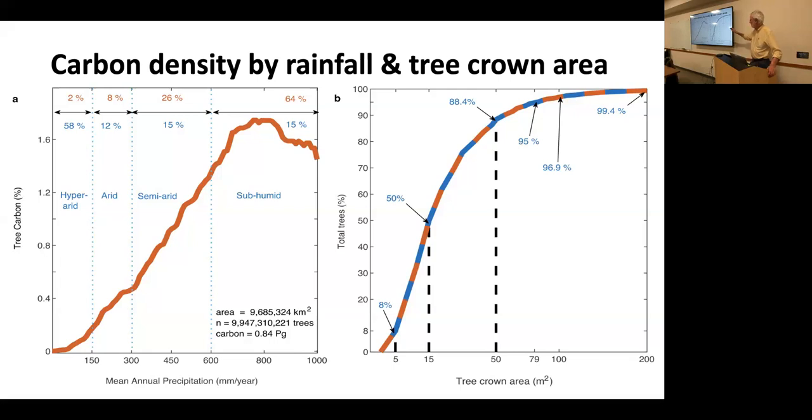And what you see is that 50% of our trees have a crown area of less than 15 square meters. We were very surprised by that. We didn't realize there were that many small trees. This is true for the subhumid areas and the semi-arid, the more humid areas, as well as the other areas too. Now, 90% of our carbon was in the semi-arid and subhumid areas, even though that only occupied 30% of our study. And that can be gleaned by looking at the top of the figure on the left.